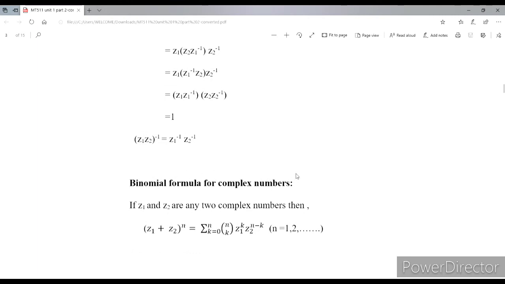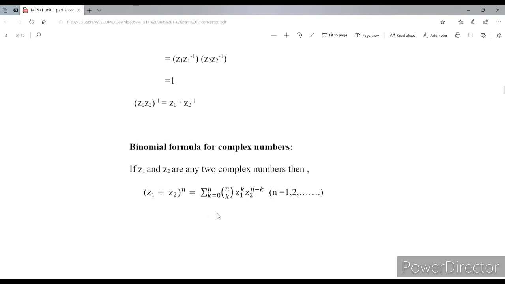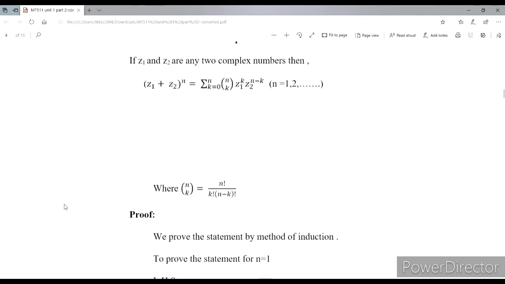Binomial formula for complex numbers. If Z1 and Z2 are any two complex numbers, then (Z1 plus Z2) power n is equal to summation k equal to 0 to n, nCk Z1 power k Z2 power n minus k, where n varies from 1 to n. We prove this by the method of induction. Here nCk, you know the value: nCk is n factorial divided by k factorial into (n minus k) factorial.